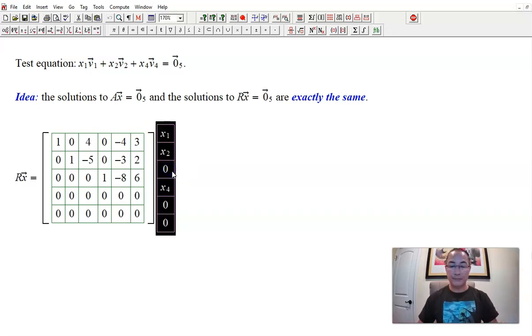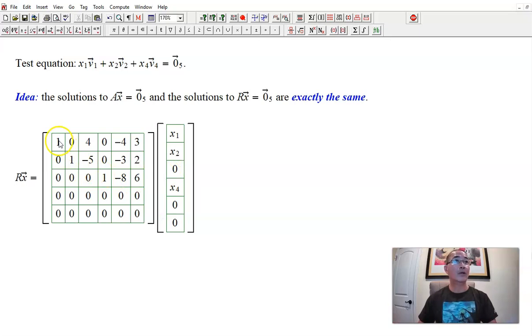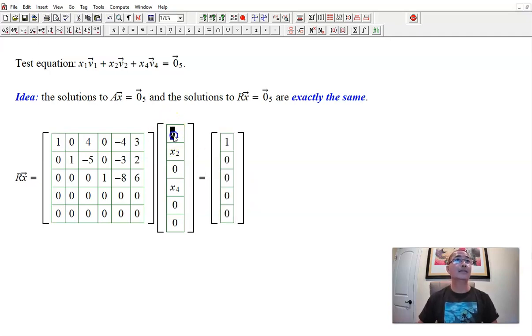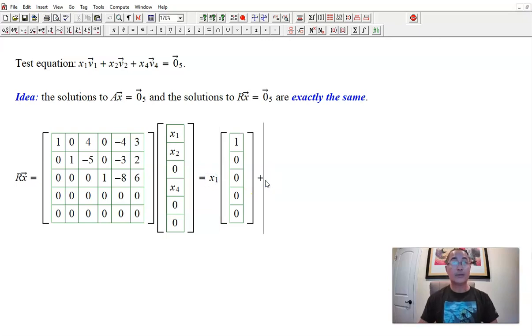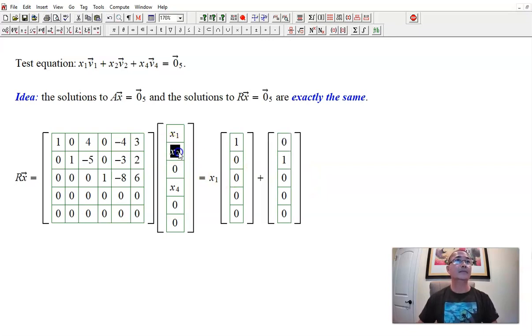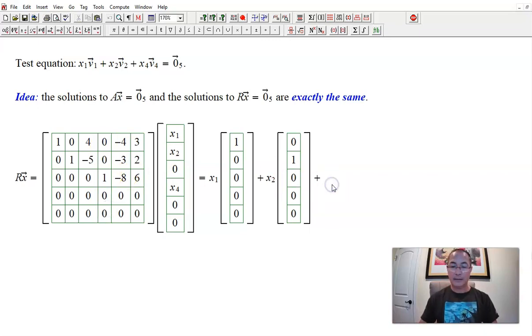Okay, but remember the meaning of matrix multiplication. We take column 1 multiplied by x1, column 2 multiplied by x2. But we have 0 here, so column 3 does not contribute, column 5 does not contribute, column 6 does not contribute. So we only get column 1 times x1 plus column 2 times x2, and finally column 4 times x4.